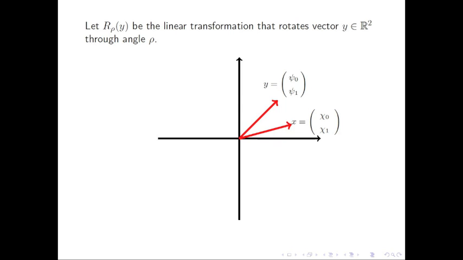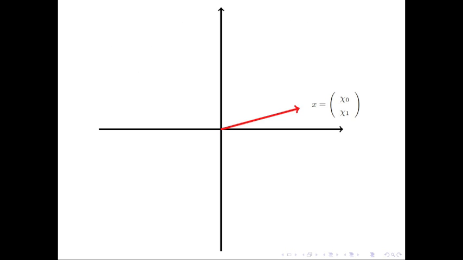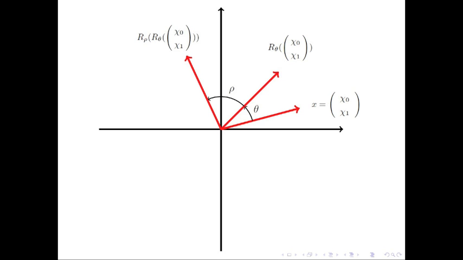Now, we can take the result vector, let's call it y, and rotate it through an angle rho. The result of that is given by r sub rho of y, and that rotation can be represented by a matrix that involves the cosine and sine of the angle rho. Rotating vector x first through angle theta and then through angle rho is an example of the composition of two linear transformations. The result is r sub rho of r sub theta of x.